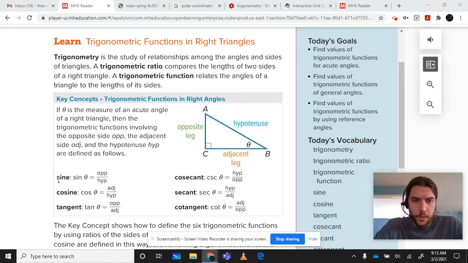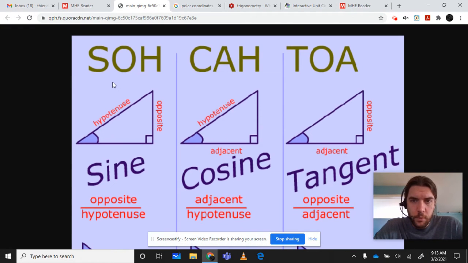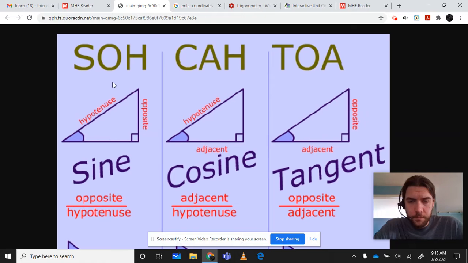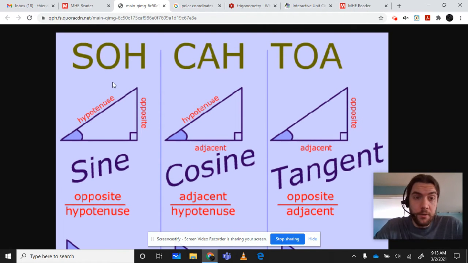A trigonometric function will describe a ratio of side lengths in a triangle. There are 3 of these that we want to remember, that we want to make sure we have memorized. So there is sine, cosine, and tangent. These 3 things describe 3 different kinds of comparisons.